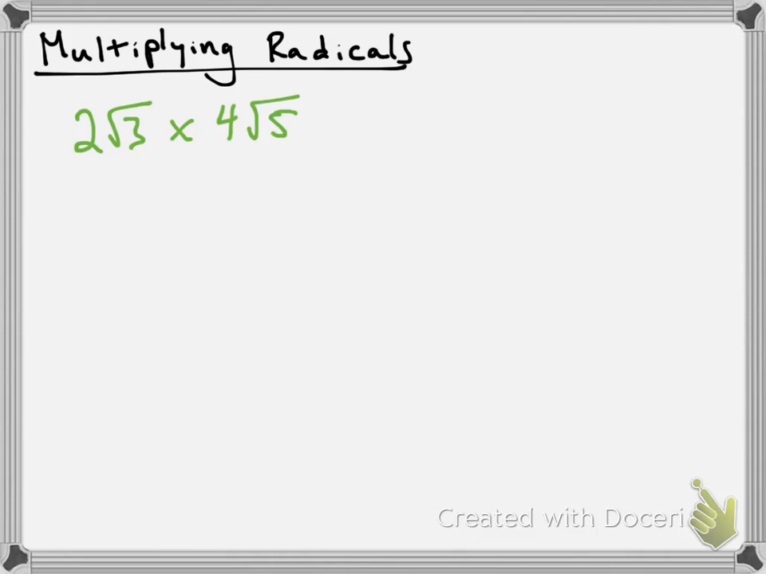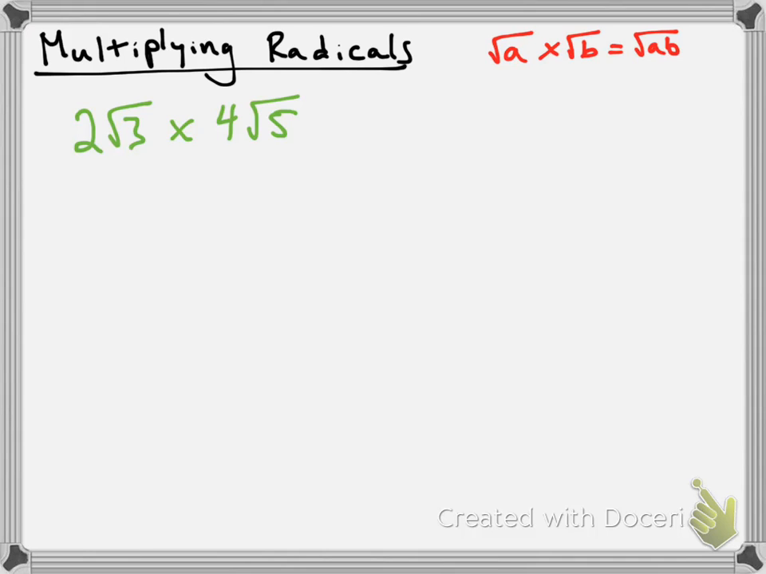Okay, so in order to do this, we need to remember a rule that I showed you guys from a couple of videos ago, and that rule is the following. That if we take the square root of a and we multiply that by the square root of b, we get the square root of a times b. And remember that in this case, a and b would typically just be numbers. So we need to remember that rule when considering this sort of thing.